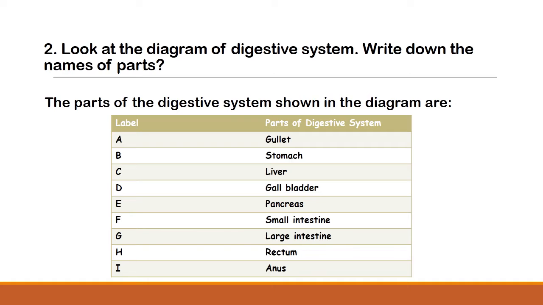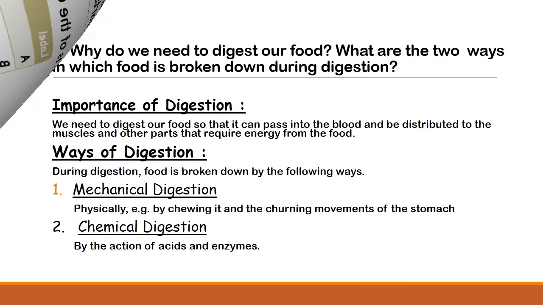3. Look at the diagram of the digestive system. Write down the names of parts. The parts of the digestive system shown in the diagram are: label parts of the digestive system: A. Gullet, B. Stomach, C. Liver, D. Gallbladder, E. Pancreas, F. Small intestine, G. Large intestine, H. Rectum, I. Anus.